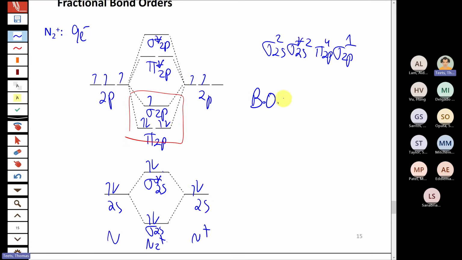And the bond order would be 1/2, and then we have, in this case, 7 electrons that are bonding. These 2, 4, 6, and then 1 more in sigma 2p. So 7 electrons that are in bonding orbitals. Still just the same 2 sigma star electrons that are anti-bonding. So 7 minus 2 is 5 times 1/2 is a 2.5 bond order.